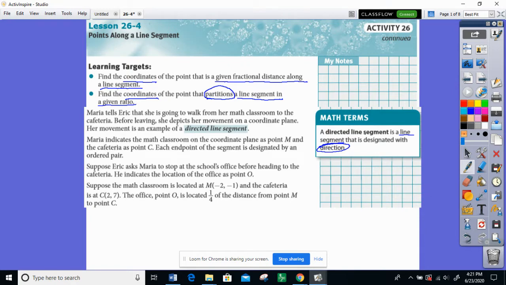Suppose Eric asks Maria to stop at the school's office before heading to the cafeteria. He indicates the location of the office as point O. Suppose the math classroom is located at M(-2, -1), and the cafeteria is at C(2, 7). The office, point O, is located 1/4 of the distance from point M to point C.